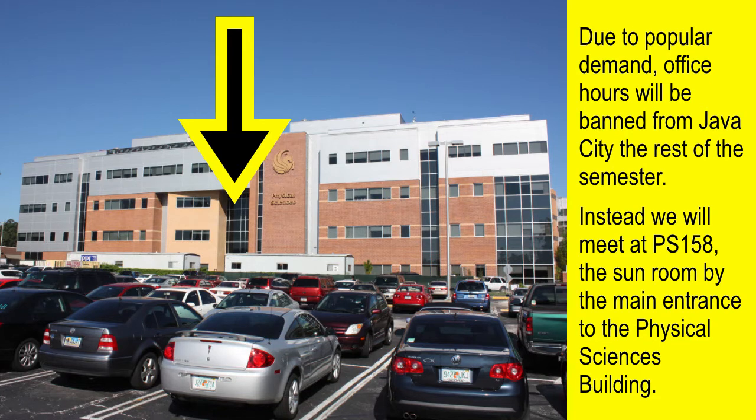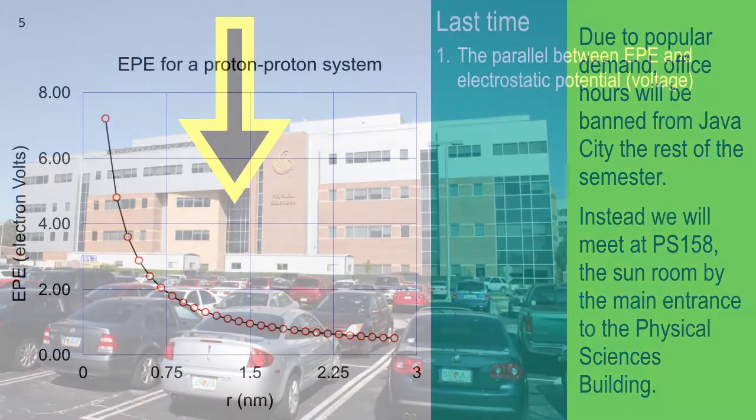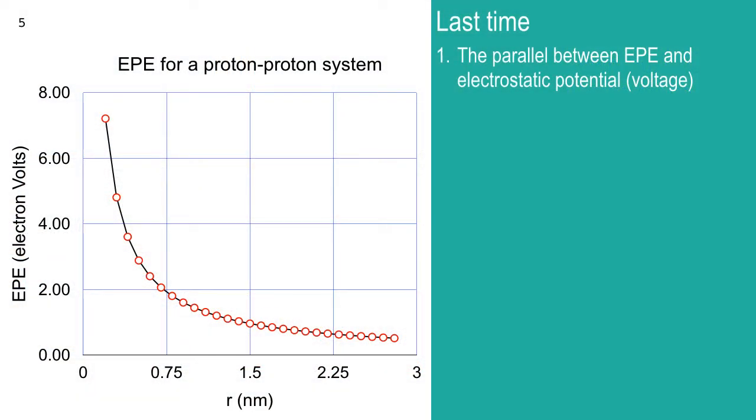Okay, let's keep going. Last time we talked about electrical potential energy in general, and then we talked about parallel plates. And we also talked about voltage, the electrostatic potential.